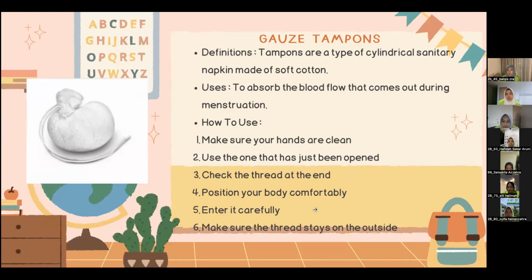Tampons. Definition: tampons are a type of cylindrical sanitary napkin made of soft cotton, used to absorb the blood flow that comes out during menstruation. How to use?